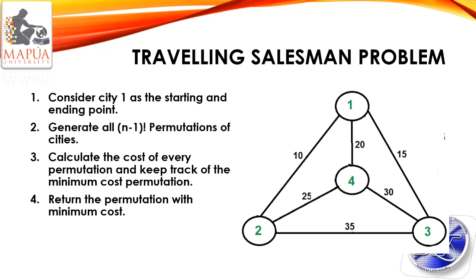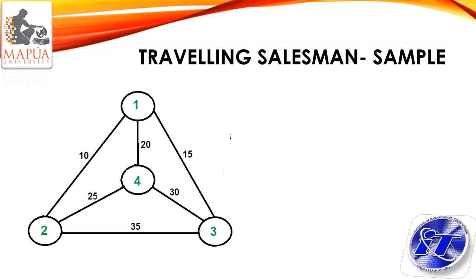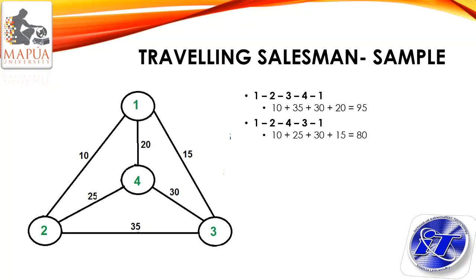Okay, so let's try. I'm going to choose first this path, 1, 2, 3, 4, 1. Based on the map, it will be 10 plus 35 plus 30 plus 20, and the total distance is 95. The second path could be 1, 2, 4, 3, 1, wherein the total is 80, and another path is 1, 3, 4, 2, 1. Considering the distance, the total is 80.